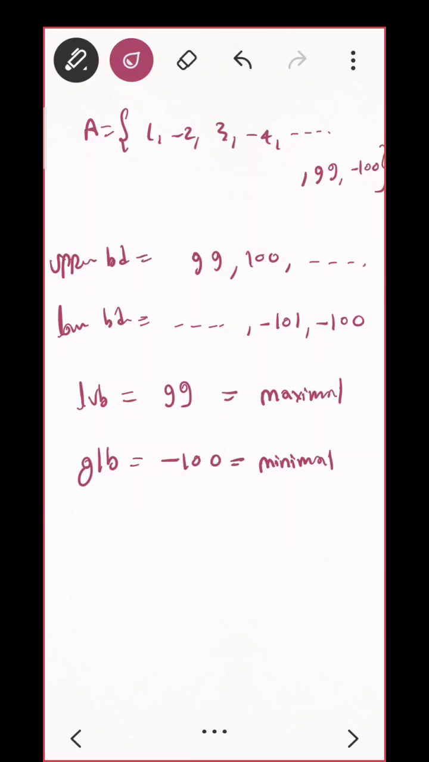Because if I have two LUBs, then again with the same condition I cannot conclude, correct? So LUB, if it exists, then it is unique. Do you agree? And same, GLB if it exists, then it will be unique. Do you agree? Can we prove that? Let us start. Let us quickly do that.